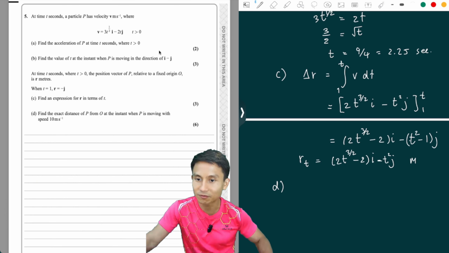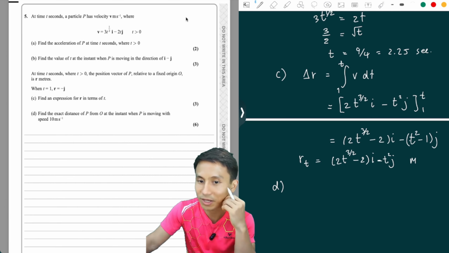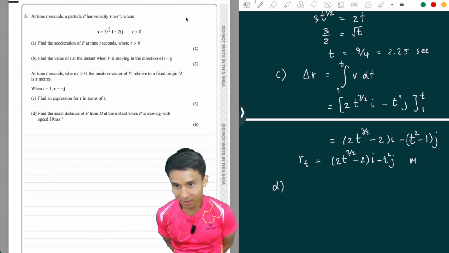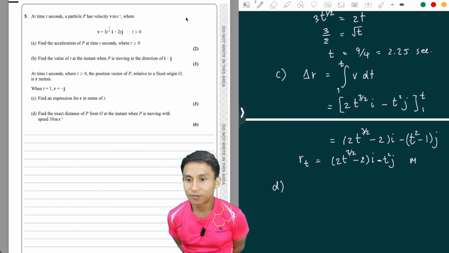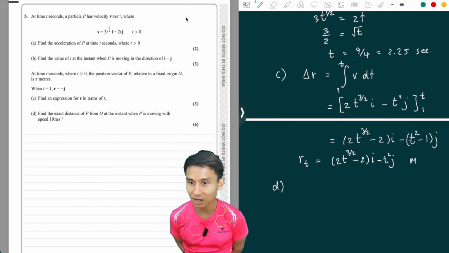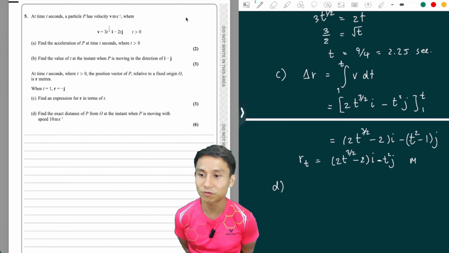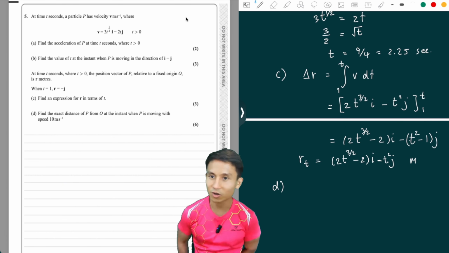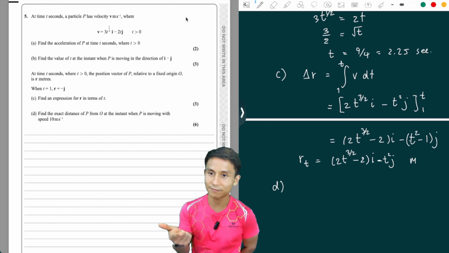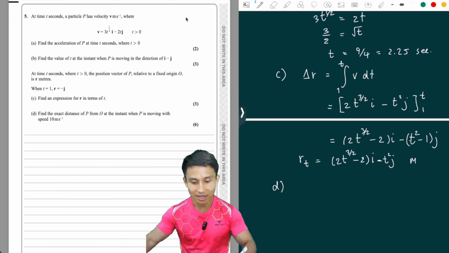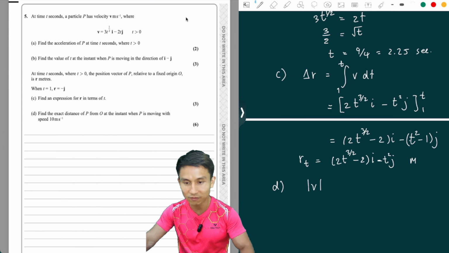Part D. Find the exact distance of P from O at the instant when P is moving with speed 10. All right, this is 6 marks. Okay, so the exact distance from origin, OP here, because we already got the position vector r(t), we want to know the distance. But this is when P is moving with speed 10. So we have to go back to the velocity vector, right? To find at what time it is moving at the speed of 10. And again, the speed is just the magnitude of velocity.